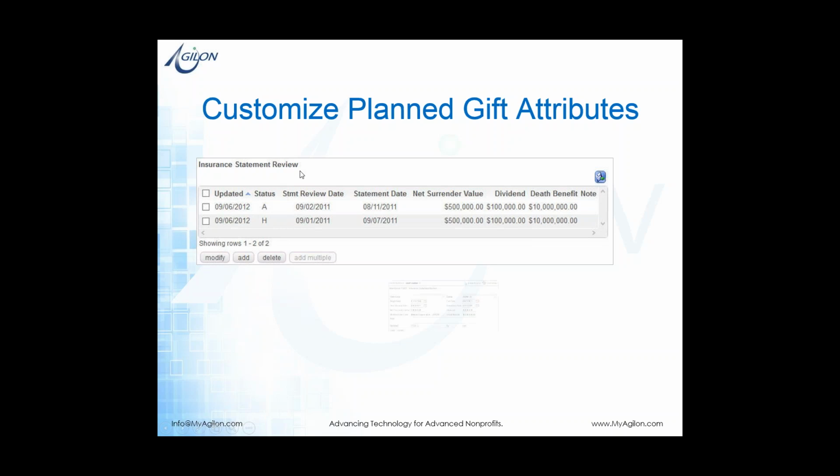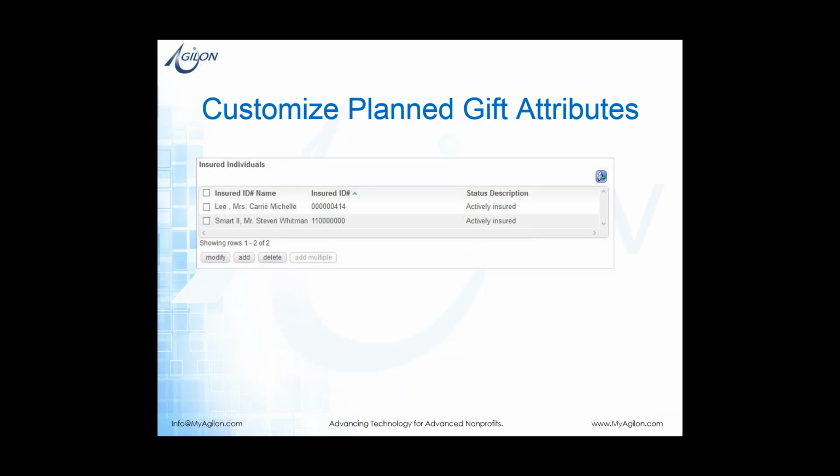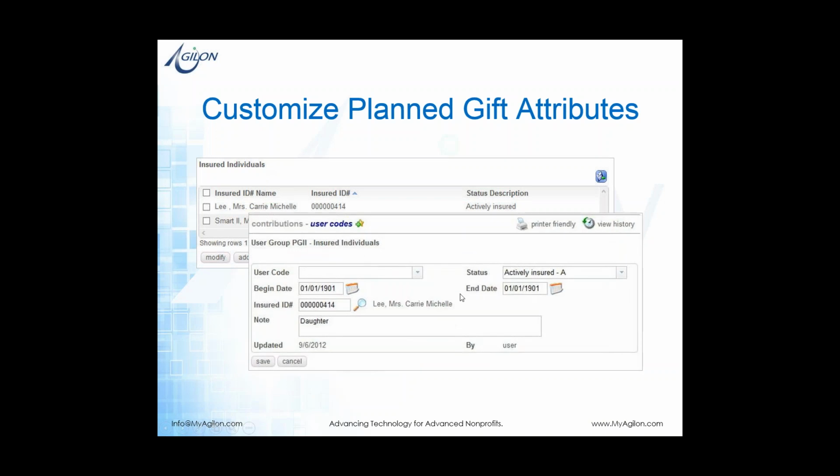Insurance statement reviews are another type of custom attributes that were assigned around planned giving. So as you come in and make sure that the policy is effective, premiums have been paid, those types of things can all be tracked as needed. Insured individuals, beneficiaries of insurance policies, you can directly tie those to the planned gift. These are essentially people, and with the dates around them, they could come or go as beneficiaries. You could keep track of historics there also.